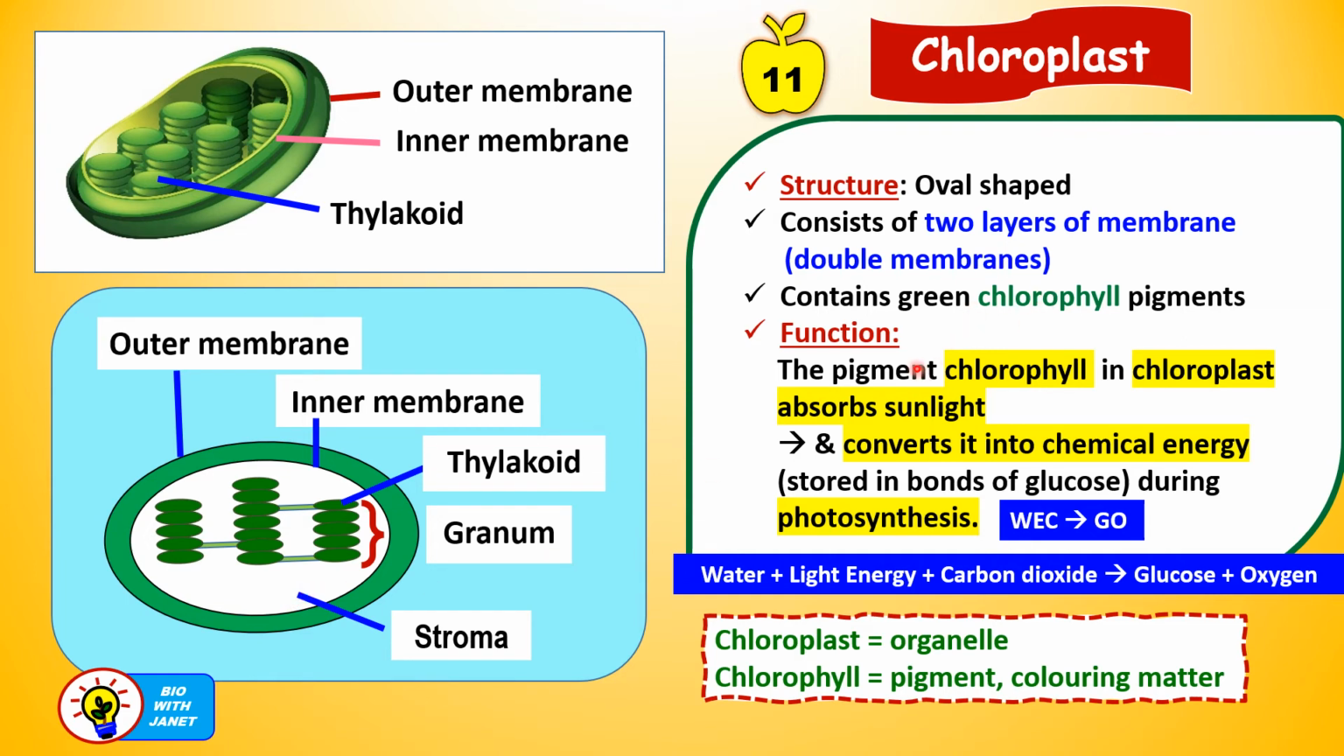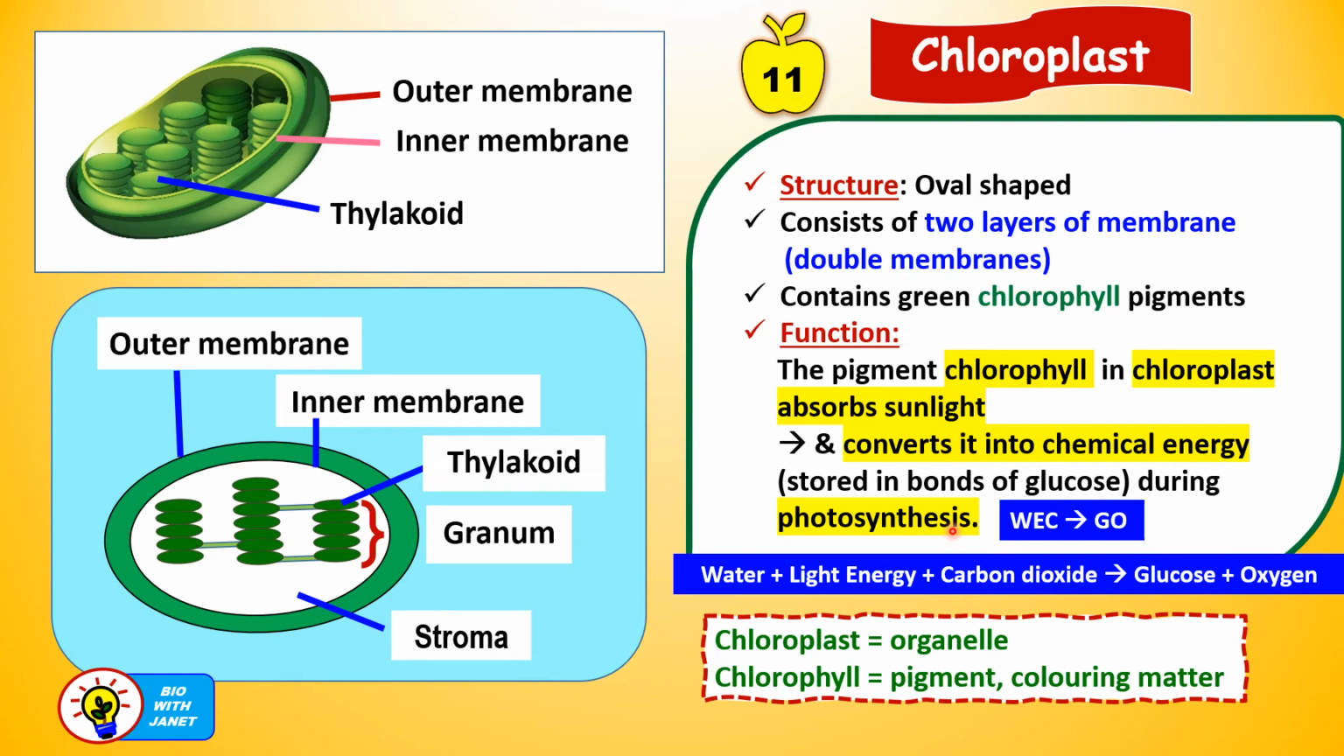Now, what's the function of the chloroplast? The pigment chlorophyll in the chloroplast absorbs sunlight and converts it into chemical energy in the bonds of glucose during photosynthesis. In the process of carrying out photosynthesis, it converts the light energy into chemical energy when glucose is formed. According to the equation WEC-GO, water plus energy plus carbon dioxide produces glucose and oxygen. When the glucose is formed, the bonds between the atoms in the glucose store chemical energy. If we want that energy, we can break down the bonds of glucose during cellular respiration to release the energy for cellular activities.